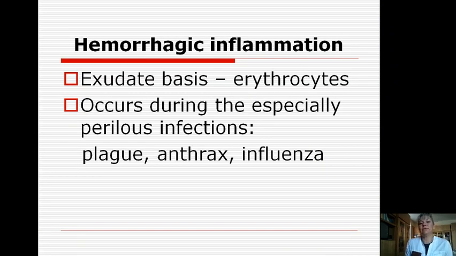The next inflammation type, hemorrhagic inflammation. In the exudate, we see a prevalence of erythrocytes, and this type of inflammation looks like a hemorrhage. This type of inflammation we can see in very dangerous diseases, in plague, in anthrax, and in a serious form of influenza. Erythrocytes can lyse, but this type of inflammation, I repeat, we see due to very serious diseases.